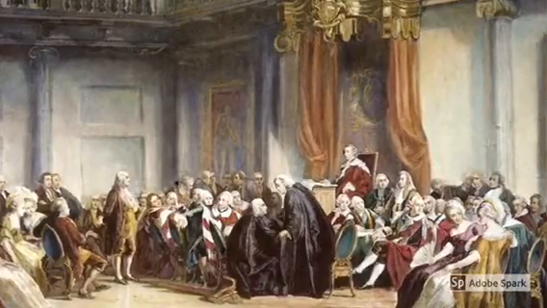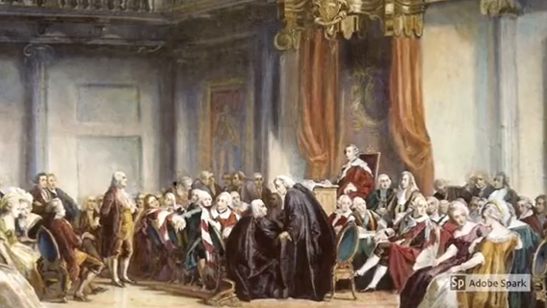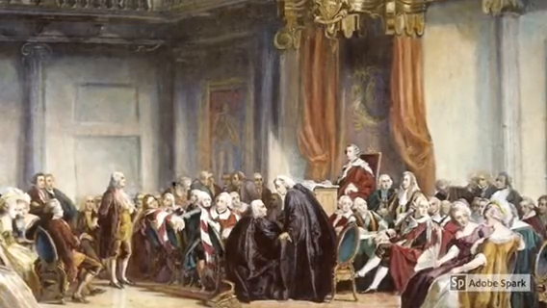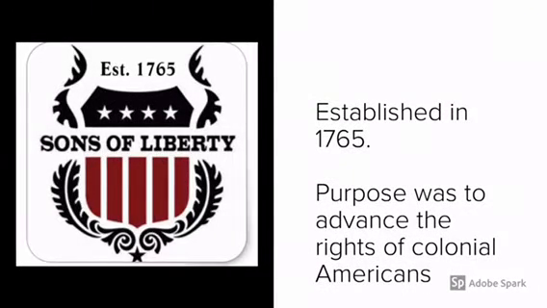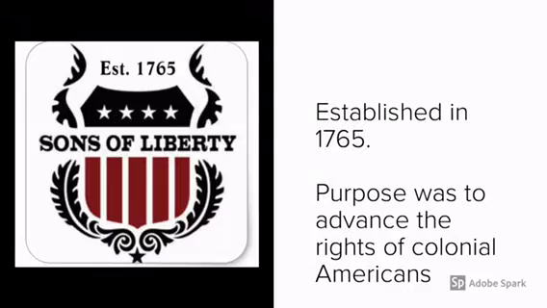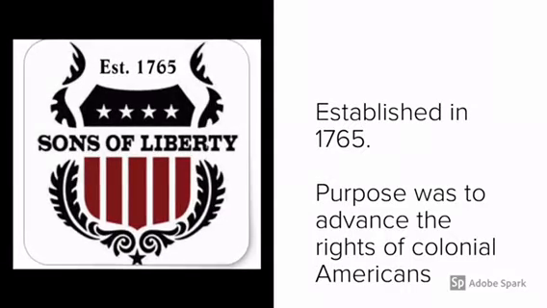The British began taxing the colonies heavily on several things, mainly because of the debt they grew from the Seven Years' War. The group of people responsible for the Tea Party would be the Sons of Liberty. They were established in 1765, and their purpose was to advance the rights of colonial Americans.